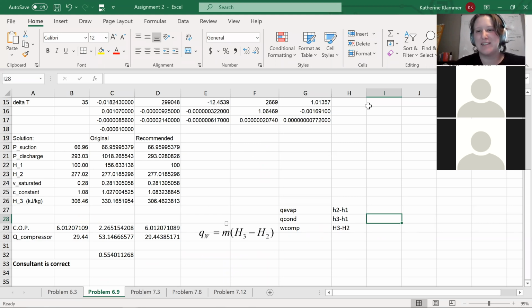But yeah, that was just something I noticed some people in the homework doing, where they used a condenser instead of a compressor. So just something to look out for.